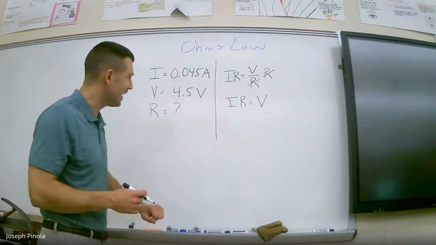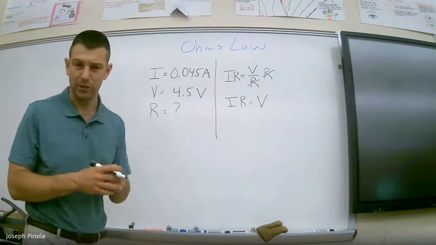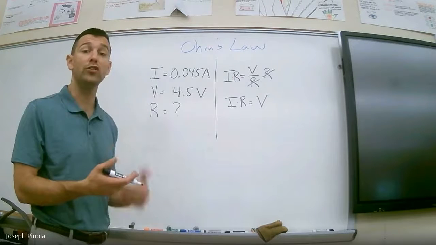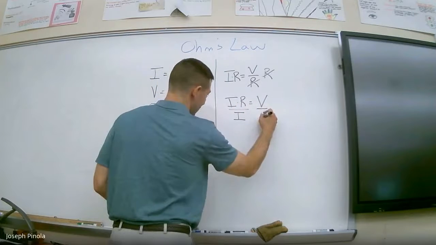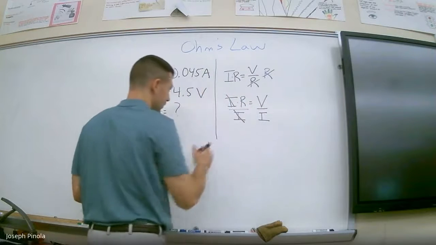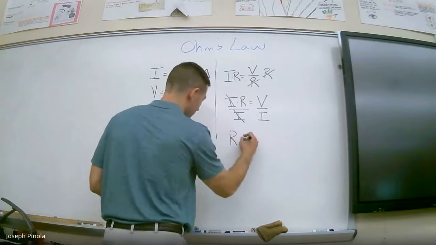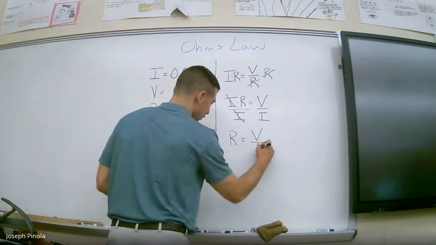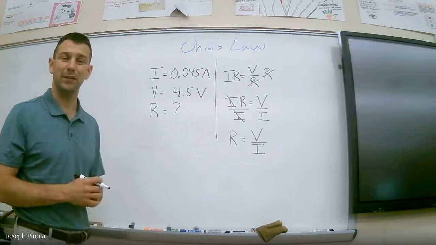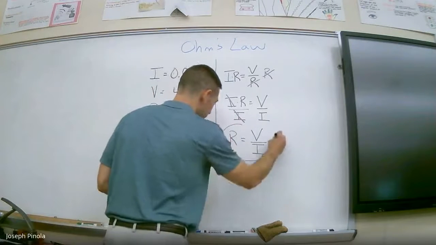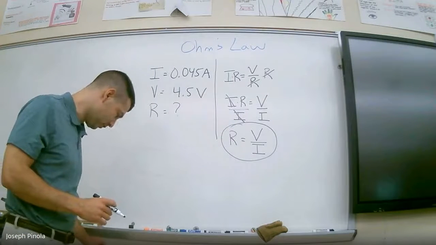Now, we still need to isolate R. So R is connected to the I by multiplication. We need to do division to undo that multiplication. So let's divide the left side by I and the right side by I. That leaves me with the equation R, or resistance, equals V, voltage, divided by I, current. We have successfully isolated R, and we're going to use this formula to now calculate the resistance of this resistor.